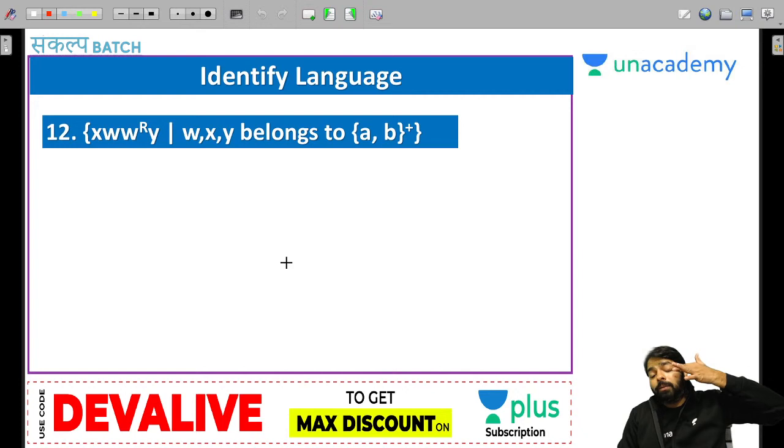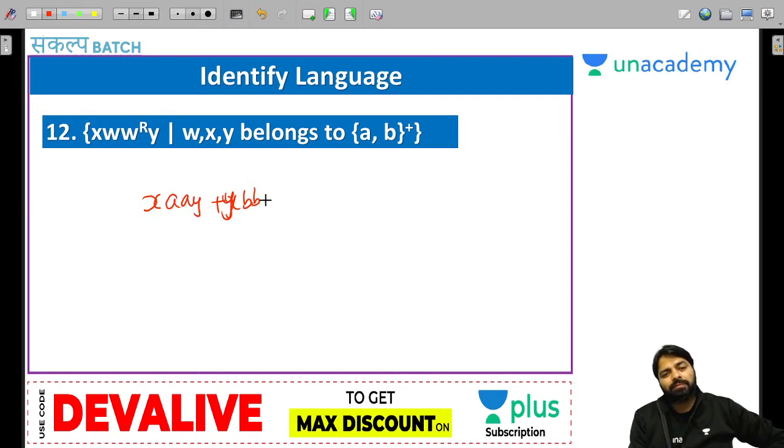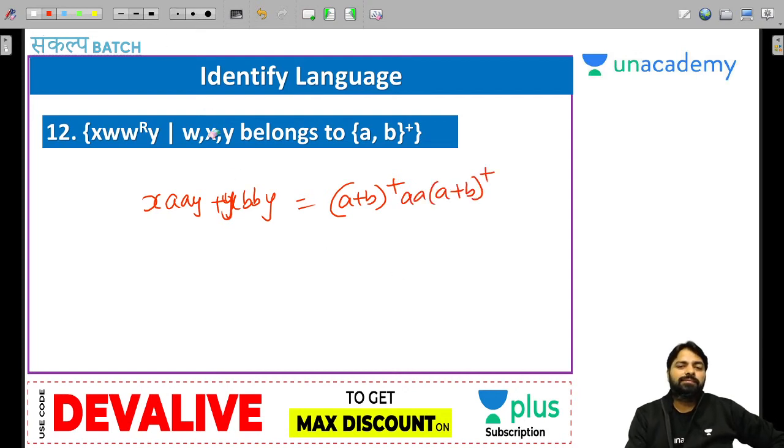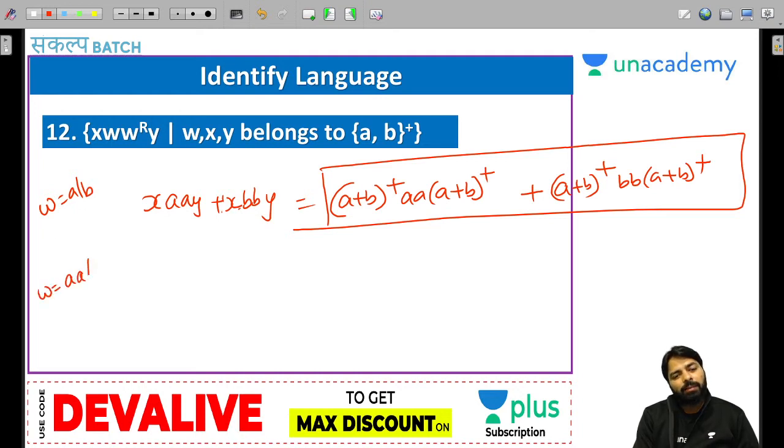Now, this is not WXW power R, it is XWW power RY. So put minimum W: XAAY, XBBY. It means (a+b) whole plus AA (a+b) whole plus, or (a+b) whole plus BB (a+b) whole plus. Now, is this covering every string of the language? How do you verify? I just took W equal to A or B. Now you just take the next length: AA, AB, BA or BB. Prove that all of them are covered here, and the answer is over.